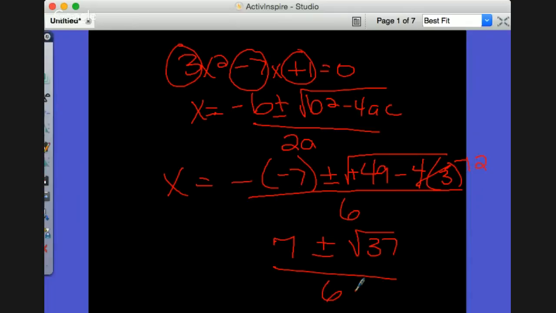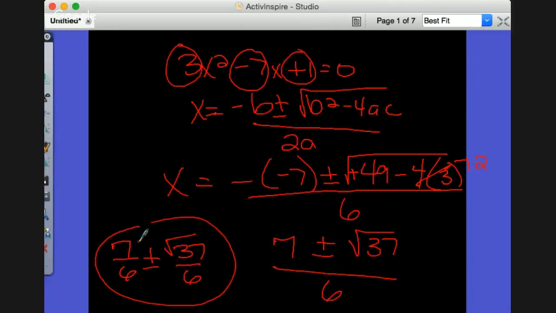Question, can I simplify the radical on the inside? No, can't. So guess what? That's your answer. Now, I know a lot of people struggle with when do I reduce and when do I not. To help with this, another way to write this is to put the 6 under both terms, within the denominator. So we could say 7/6 plus or minus the square root of 37 over 6. That would be sufficient as well. Either one works. But that would be number 18.